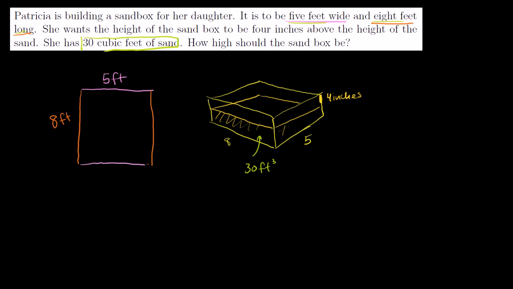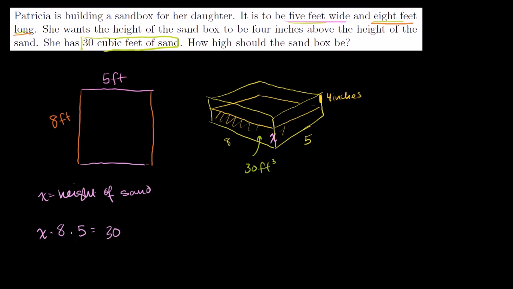Because let's view it this way. Let's say x is the height of the sand. X is equal to height of sand. So the total volume of our sand is going to be the height of the sand times the length of the box, 8, times the width of the box, 5. And this is going to be the total volume, which they told us is 30 cubic feet. We're taking x feet times 8 feet times 5 feet. So we'll get 30 feet cubed if we were to keep track of the units.